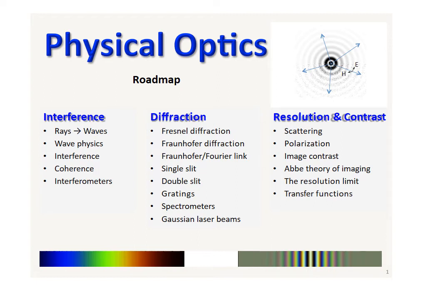Our preceding lectures have been concerned with the subject of geometrical optics, which has been governed by the laws of reflection and refraction. Now we're turning to physical optics, and physical optics is going to include phenomena which can be explained by the classical wave theory of light. Over the next 3 lectures, we'll look at the phenomena of interference, diffraction, and resolution and image contrast.